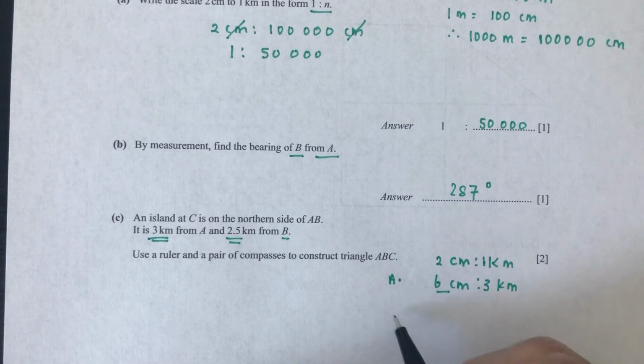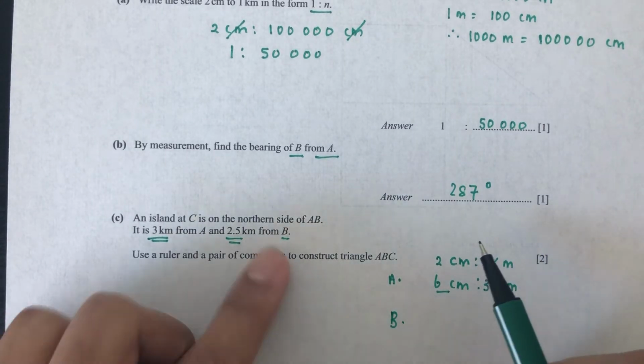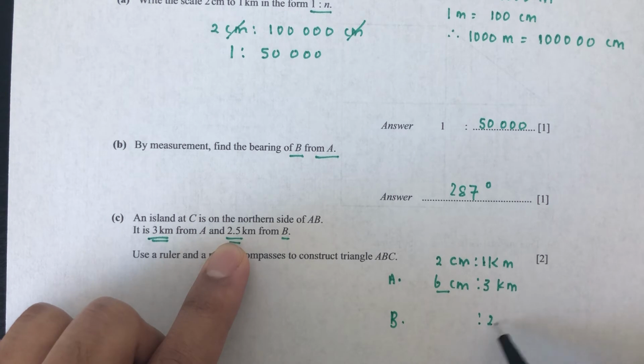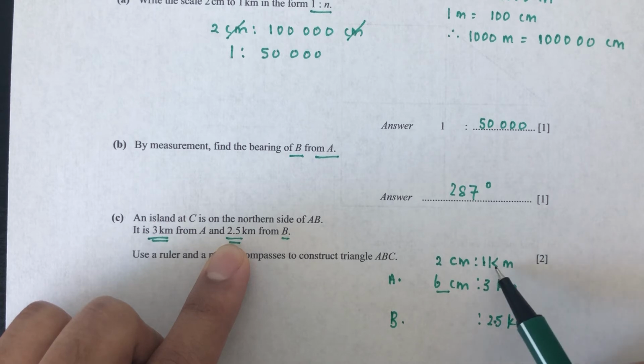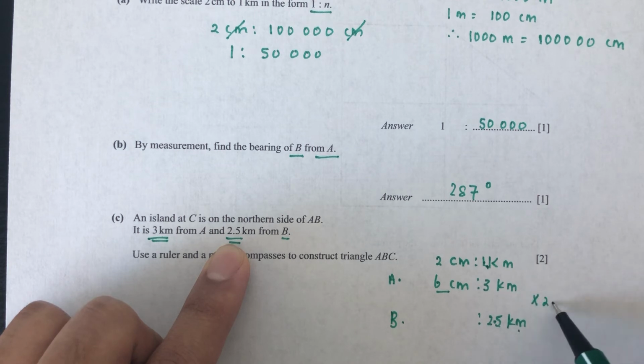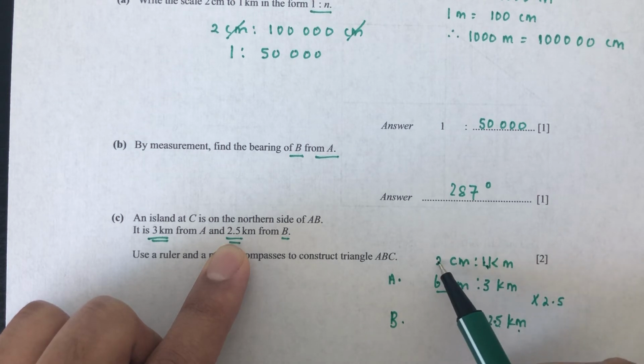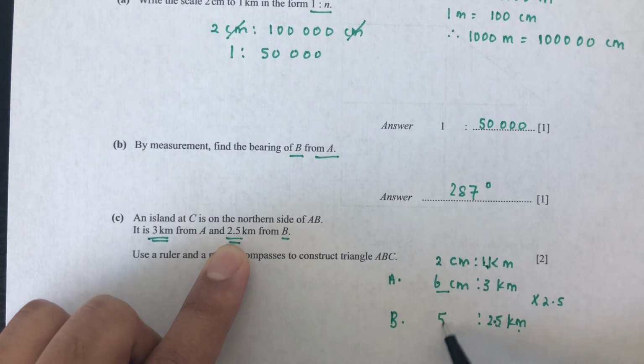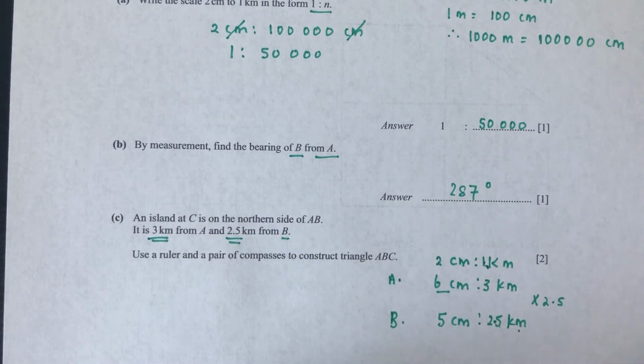So now let's do point B. So for point B, it is 2.5 kilometers. So how many centimeters will that be? So how can we change 1 km to 2.5 km? We multiply by 2.5. So same thing here, 2 multiplied by 2.5 will be 5 centimeters. Okay, so we have the position of C from A and B.